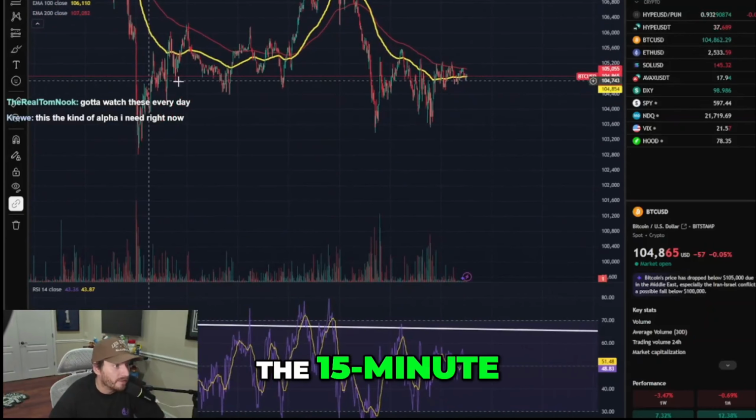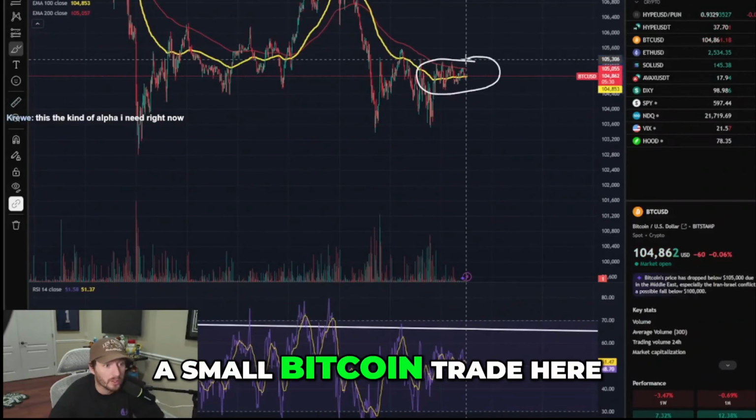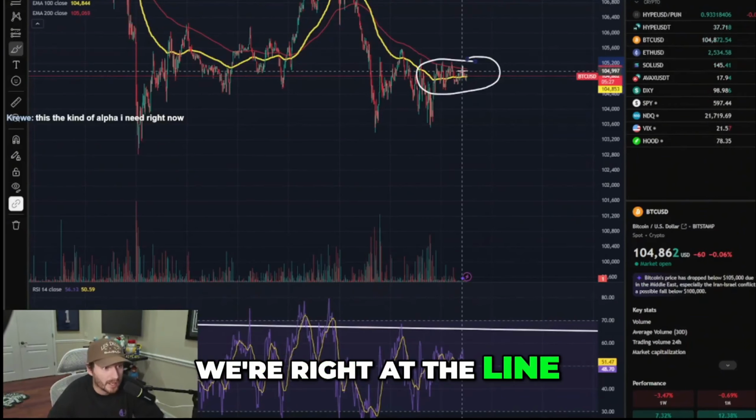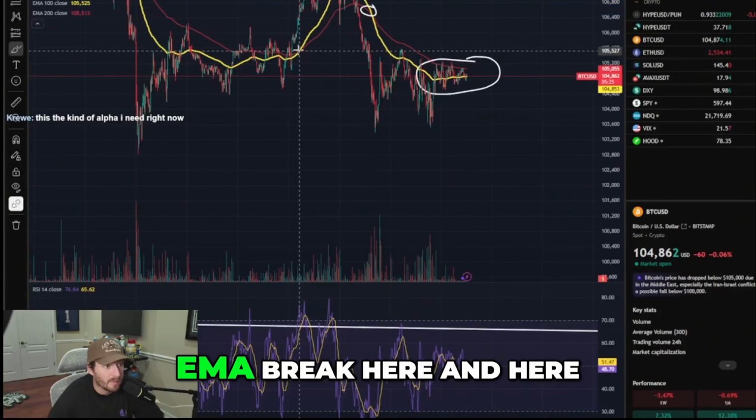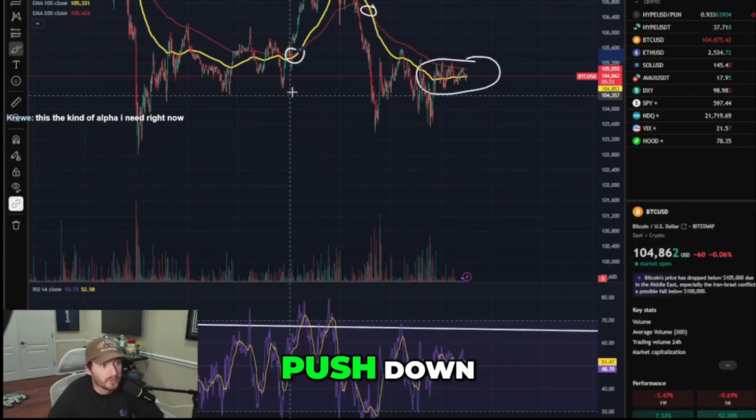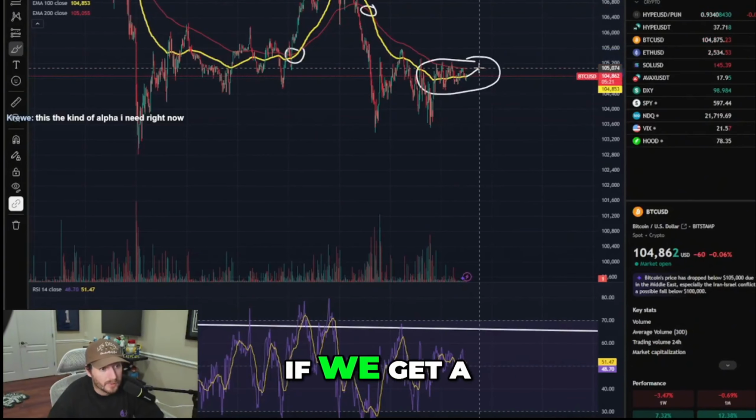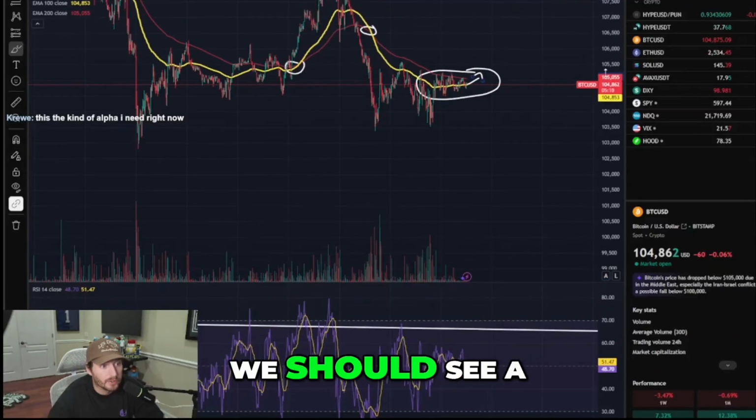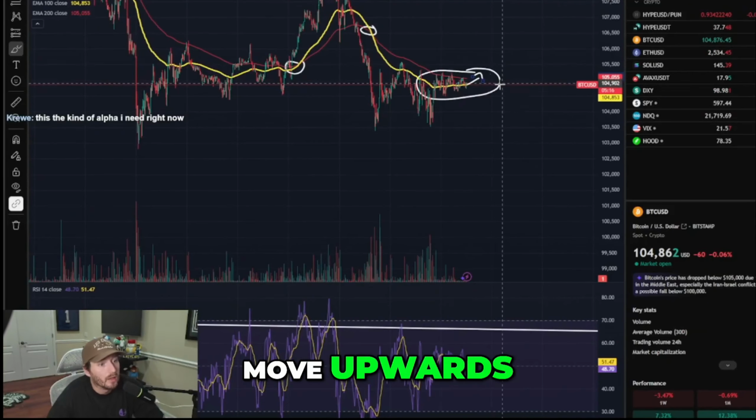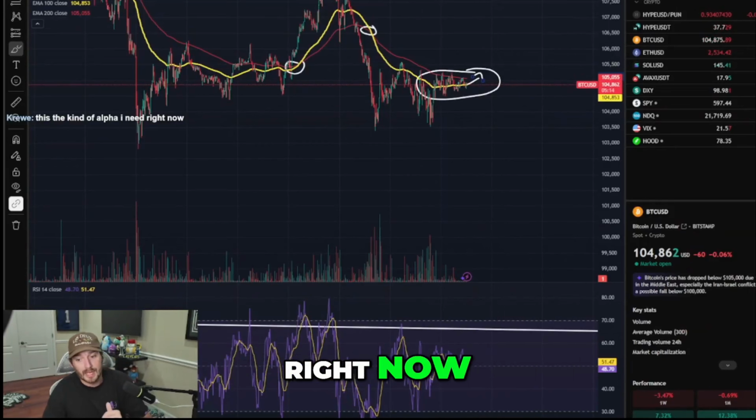So we're on the 15-minute, you may actually have a small Bitcoin trade here. We're right at the line. You obviously have the EMA break here and here. That led to a push down, that led to a push up. If we get a break back up, we should see a move upwards. There's no trade on short term for Bitcoin right now.